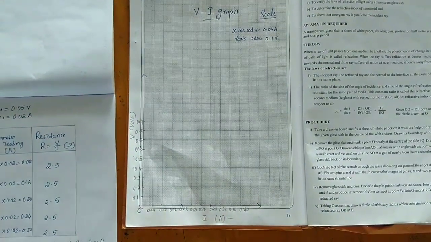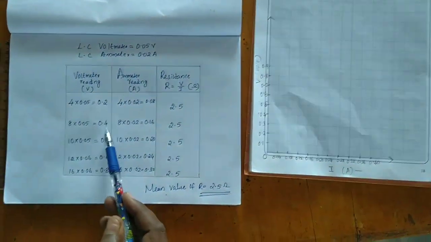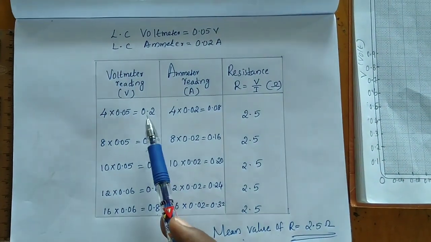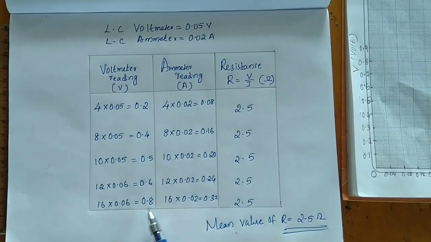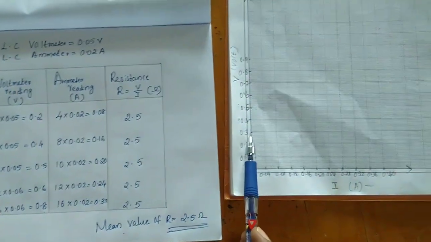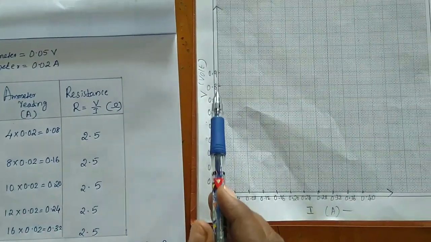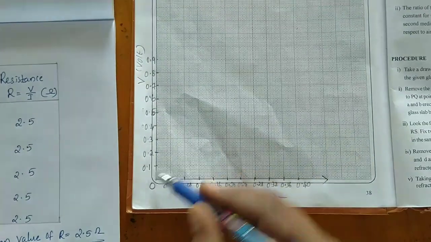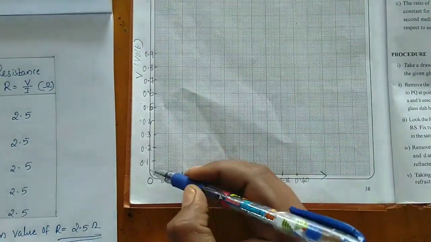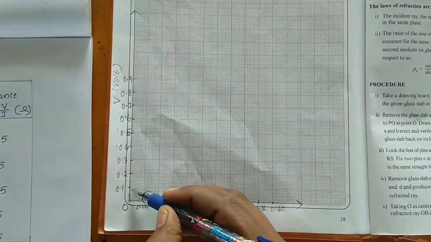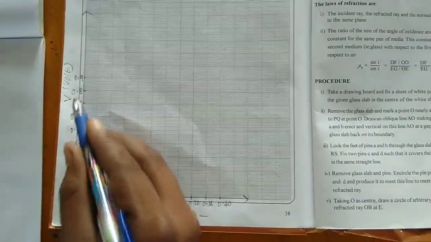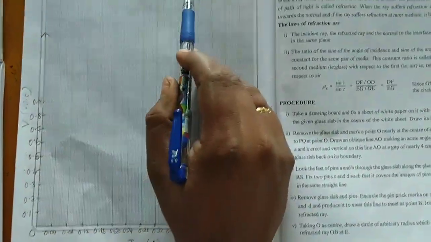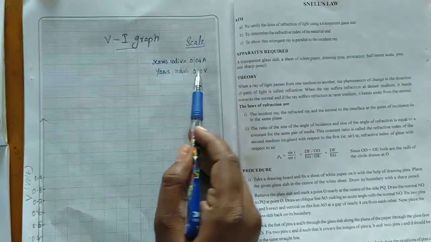So it is very clear that we have the voltmeter readings 0.2, 0.4, 0.6, 0.8. The minimum value is 0.2 and the maximum value is 0.8. So I took on the y-axis 0.1, 0.2, 0.3, 0.4, 0.5, 0.6, 0.7, 0.8, 0.9, and so on. That means on the y-axis there are 10 divisions, with 10 lines in between. So along the y-axis, 10 divisions I marked as 0.1 volt. So I wrote here: y-axis 10 division is equal to 0.1 volt.